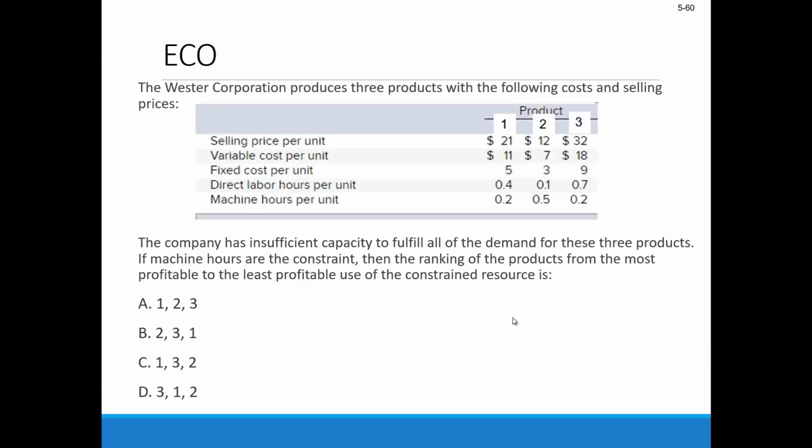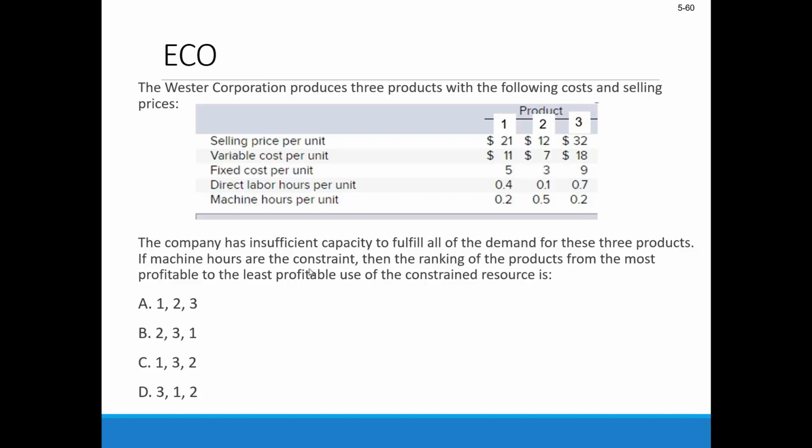Let's try another one here. The Webster Corp makes 3 products with the following costs and selling prices. The company has insufficient capacity to fulfill all the demand for those products. If machine hours are the constraint, then the ranking of the products from most profitable to least profitable use of that constrained resource is what? So pause this, give it a try, and then come back for the solution.